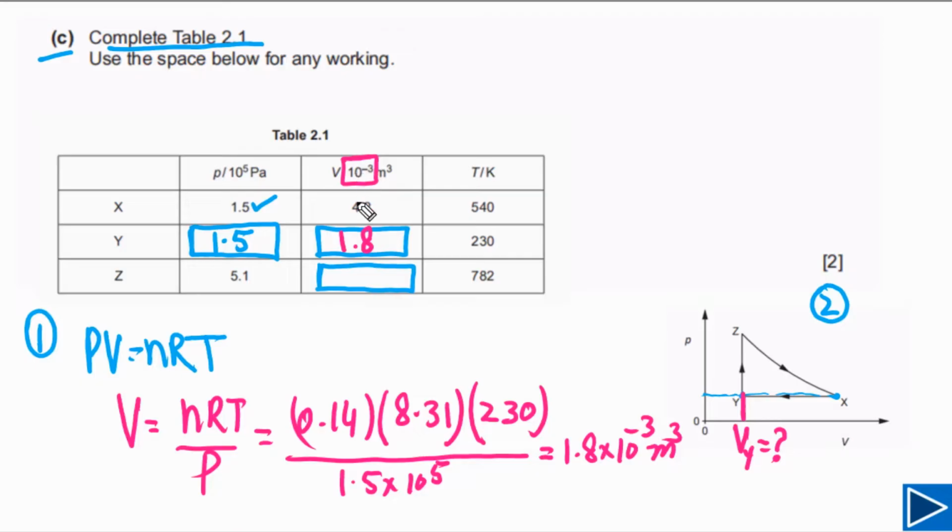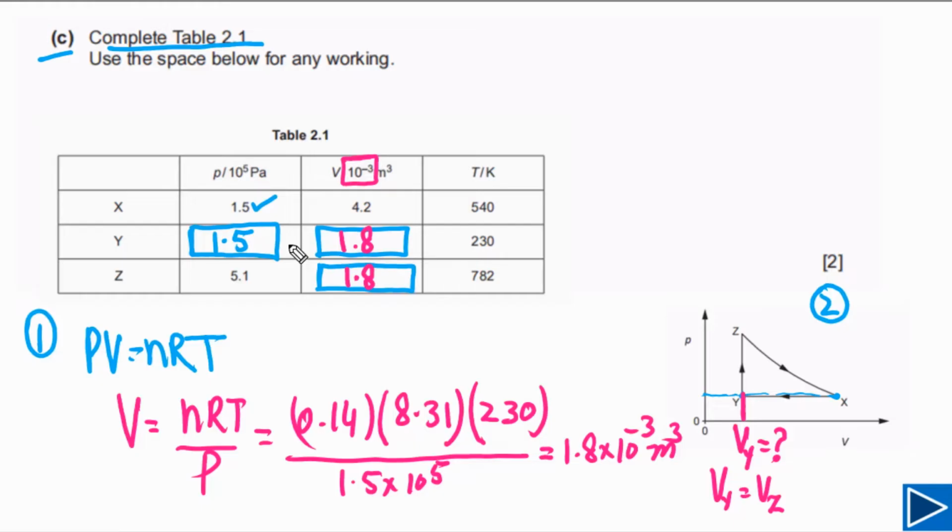Now we need to find out the value of V at Z. If you look at this one, from Y to Z there is no change in volume, so volume stays constant but P is increasing, so simply we can say Vy is equal to V3. We can read this simply from the diagram. So the value of V at Z is also equal to 1.8 times 10 to negative 3, and that is the answer.